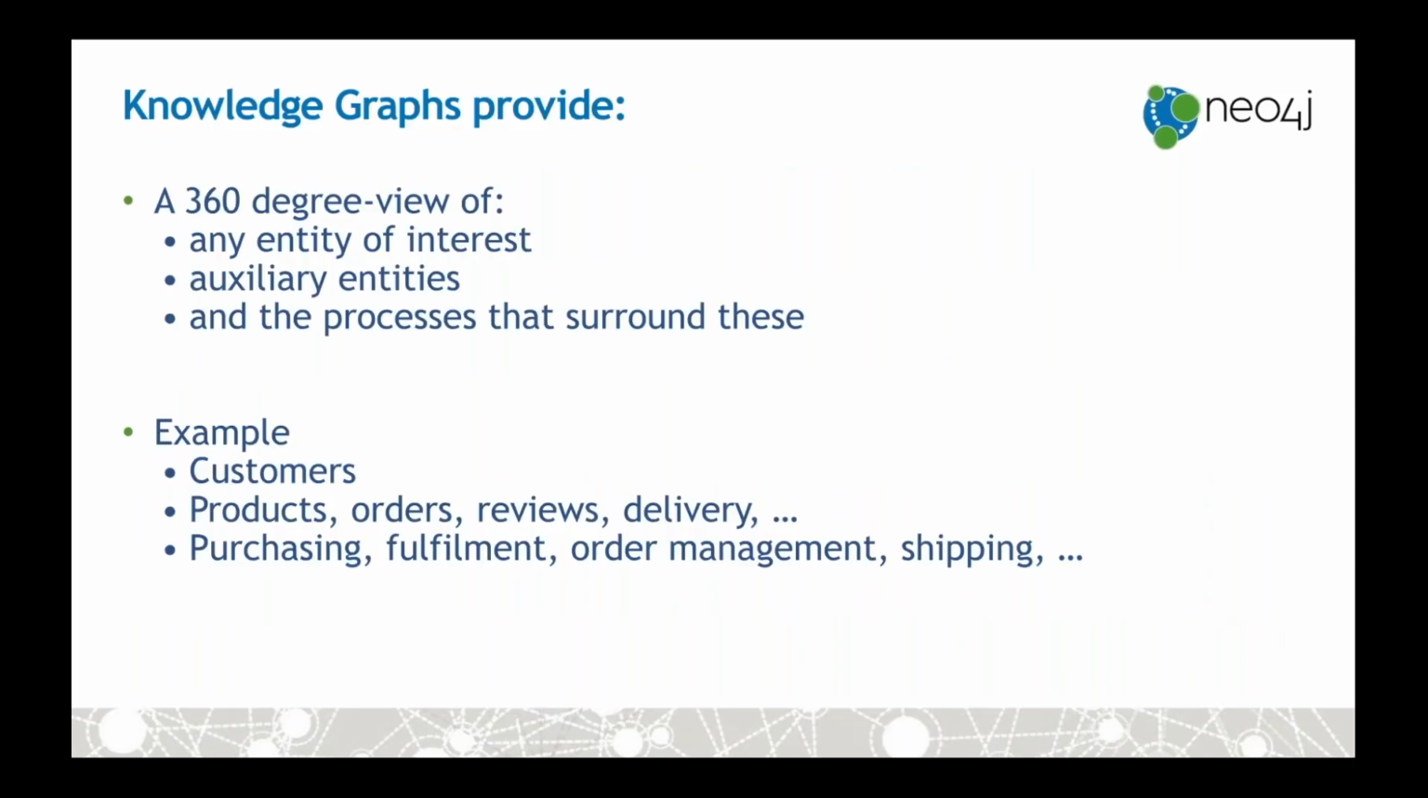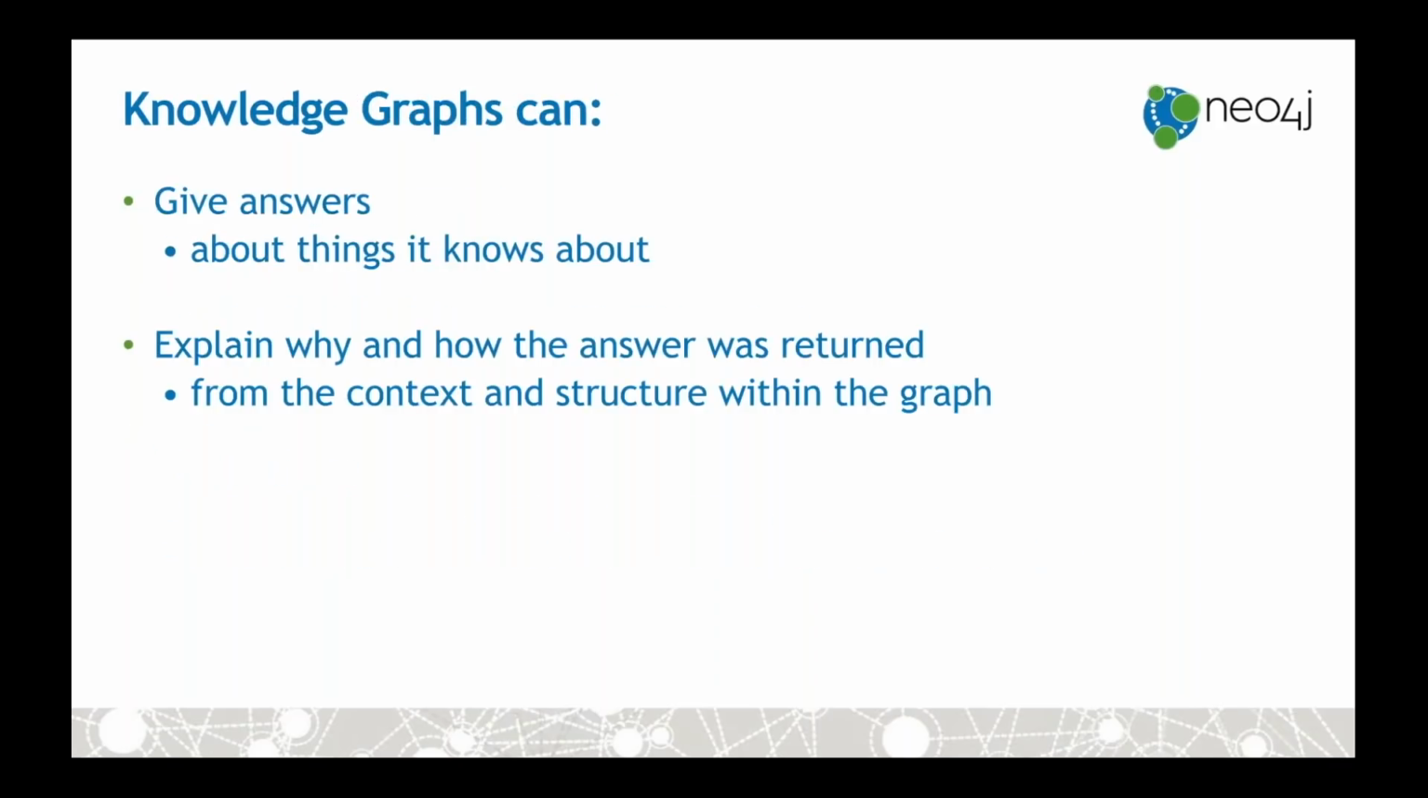So just to summarize very quickly, they essentially provide a 360-degree view of any entity of interest. Again, if you're in the sales sector, maybe these are customers, products, sales, purchase orders, those sorts of things. Also auxiliary entities, maybe it's stores at which customers bought products from, those sorts of things. And also the processes that surround these, so maybe it's the way that shipments are handled and fulfillment processes and all that sort of thing. And I've also transcribed for you below an example of what they may look like.